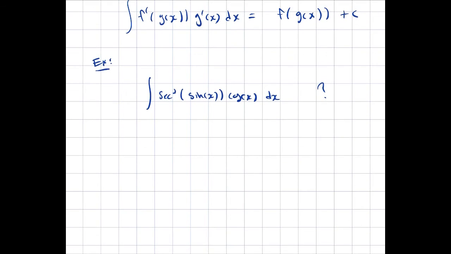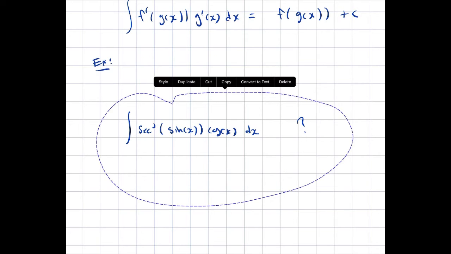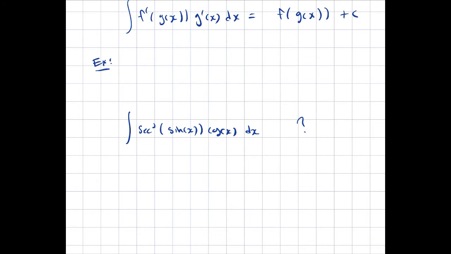What's this going to be? Well, let me move this down a little bit so we can write out our relationship up here. Well, I know that secant squared of x is the derivative of tangent of x. It's tangent prime of x. And I know that sine prime of x, whoops, that's a kind of messy prime symbol. Sine prime of x is cosine of x.